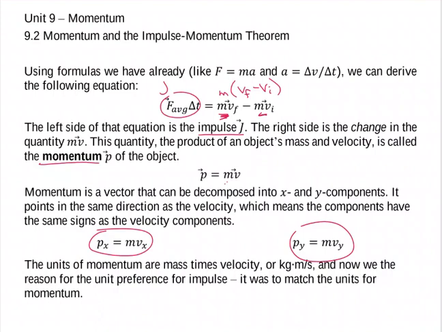The units of momentum are mass, so kilograms, times velocity, which is meters per second. That should sound familiar. Kilograms times meters per second was what we were talking about yesterday. So I'm starting to answer your question. That sounds kind of like J, which was impulse, right? Now we have the reason for the unit preference for impulse. It was to match the units for momentum.